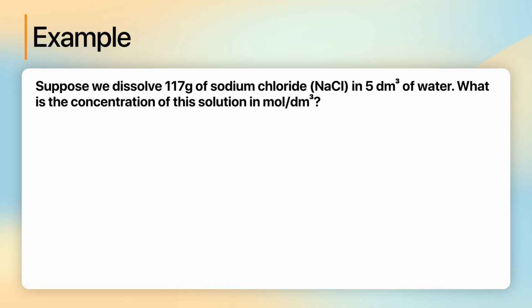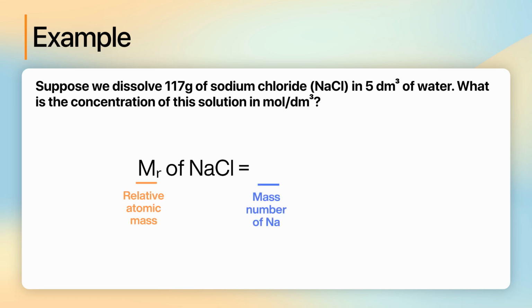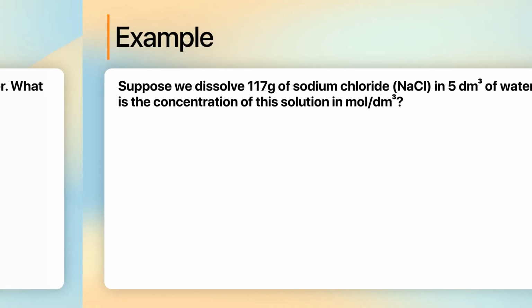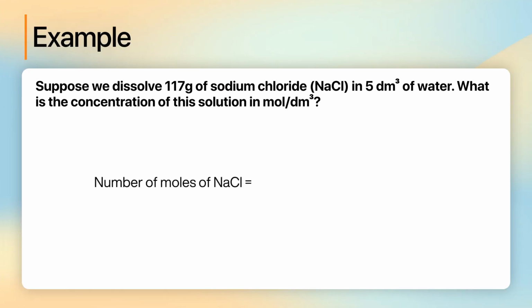Let's break this down with an example. Suppose we dissolve 117 grams of sodium chloride in 5 decimeters cubed of water. What is the concentration of this solution in moles per decimeter cubed? First, we need to find the number of moles of sodium chloride dissolved. The relative formula mass of sodium chloride equals the mass number of sodium plus the mass number of chlorine. So 23 plus 35.5, which gives us 58.5. Hence, the number of moles of sodium chloride equals mass divided by relative formula mass, which is 117 divided by 58.5. That means we have 2 moles of sodium chloride.